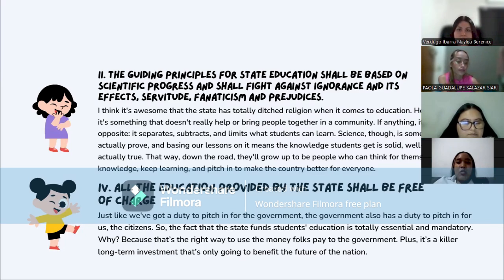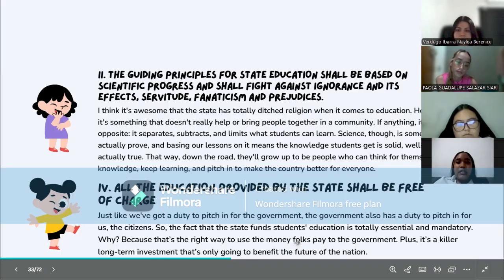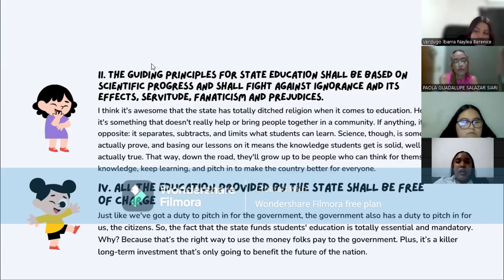Science is something you can actually prove, and basing lessons on it means the knowledge students get is solid, well-grounded, and actually true. That way, down the road, they'll grow up to be people who can think for themselves, share knowledge, keep learning, and pitch in to make the country better for everyone.